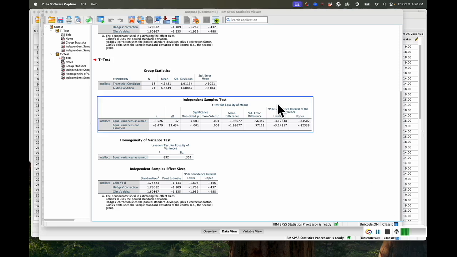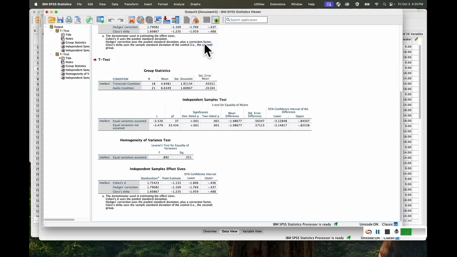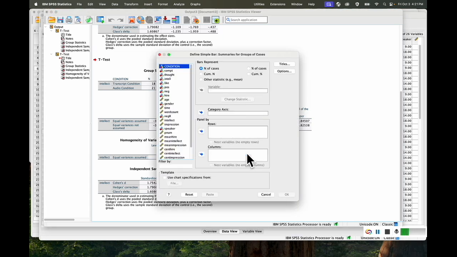Now let's make some bar graphs. We'll go to Graph, Bar, and we're looking at groups of cases. In this case, we're looking at one group of participants that was in the transcript condition and another group of participants in the audio condition. We're not looking at separate variables because we're only interested in one variable, and that is perceived intellect of the job candidate. Let's click Define.